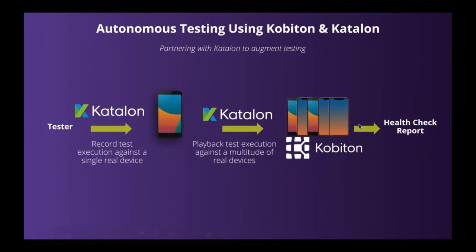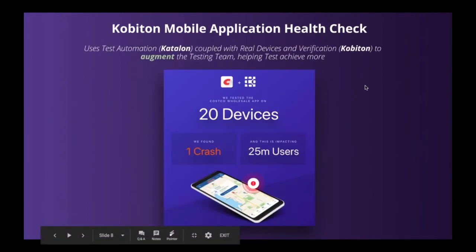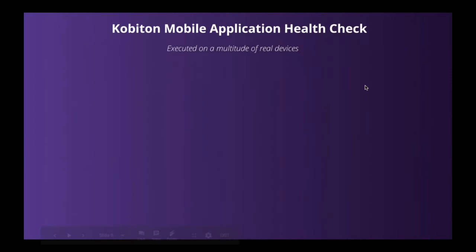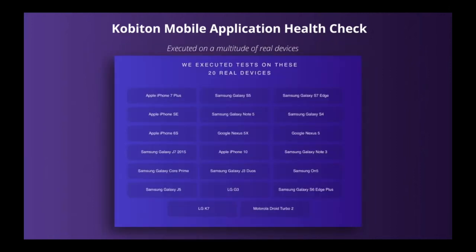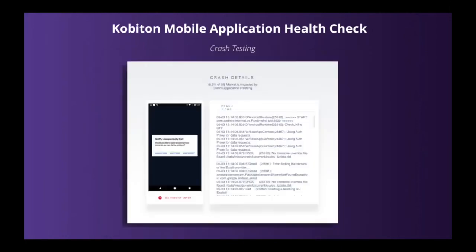So this health check briefly just shows you a summary page, which is the number of devices that we tested against, what main issues we found, how many users based on the US market this impacts. So we analyze the specific devices that were impacted. We show you the actual devices that were executed, so you have a detail and a record of what was tested.